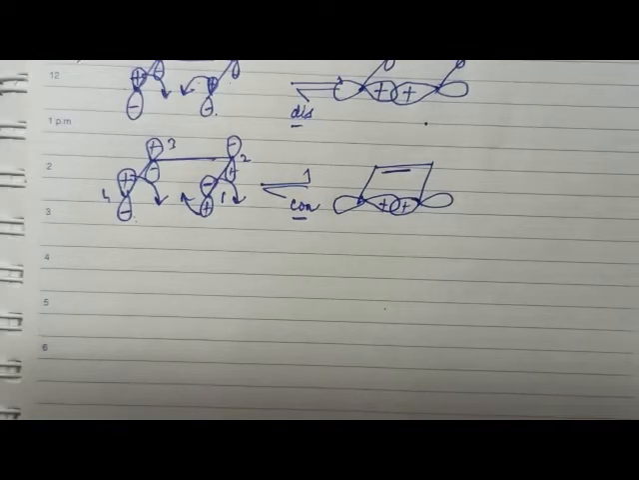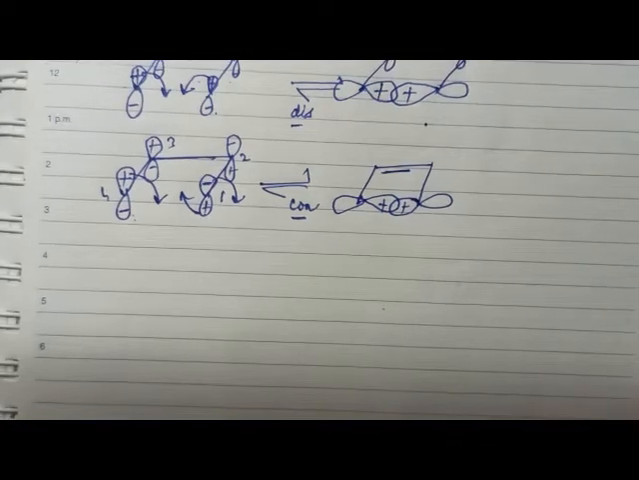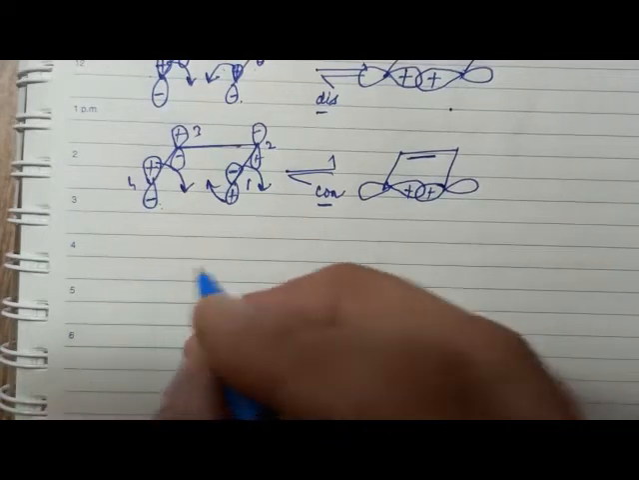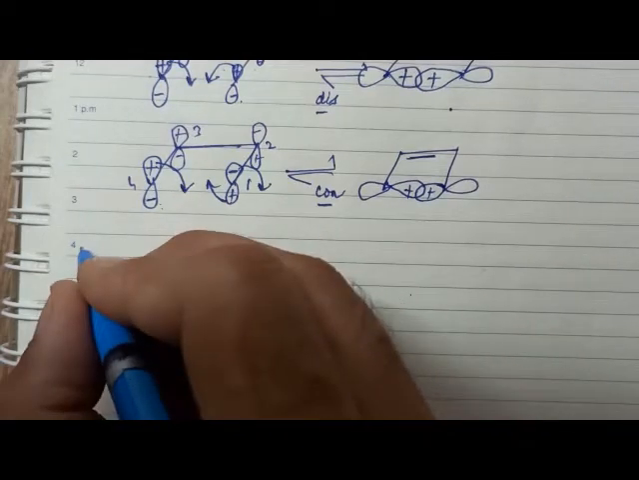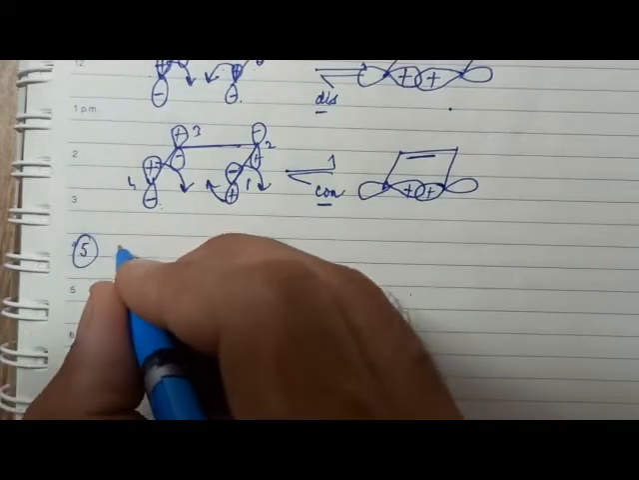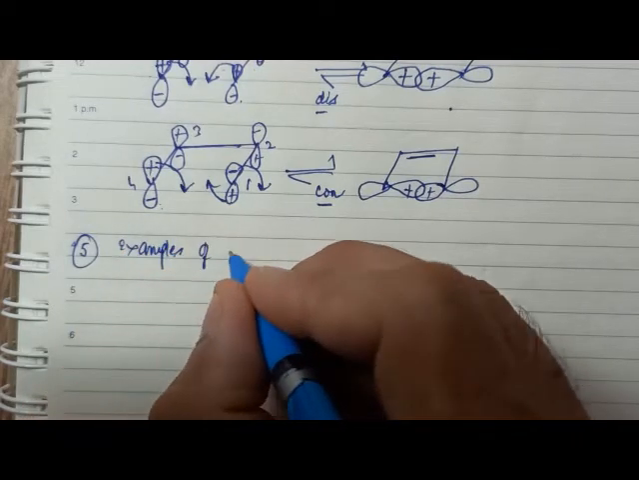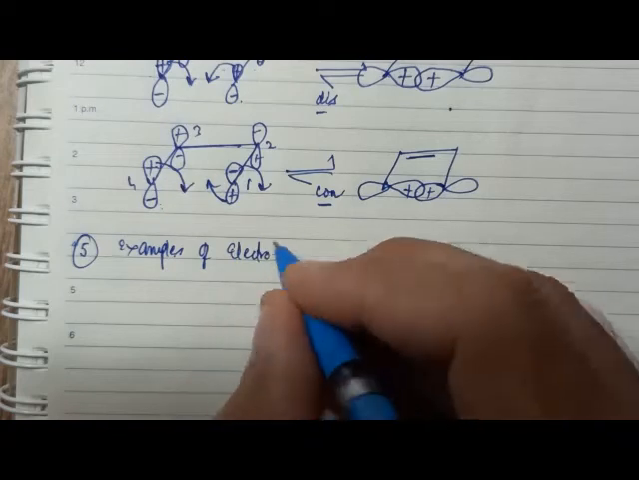Now, one thing which we have not discussed purposely and now which we'll discuss here, that we'll talk about the fifth point, that is the examples of electrocyclization.